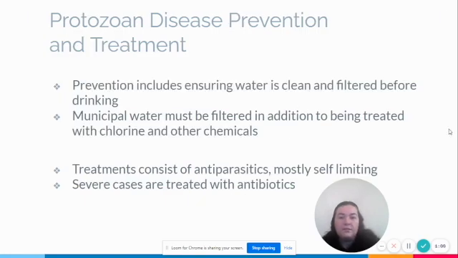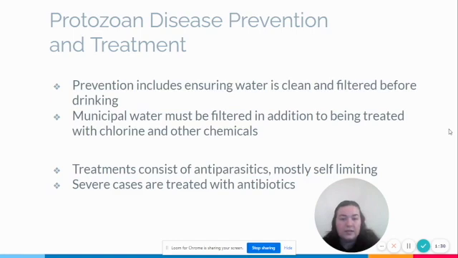Prevention and treatment. Prevention includes ensuring that your water is clean and filtered. For hikers, this includes boiling water if you get it from a natural source, doing some sort of filtration, and then even adding a drop of household bleach to kill anything that's in their water. For municipal or city water, no amount of chlorine or chemicals can kill the protozoan in its cyst form, so it has to be filtered out.